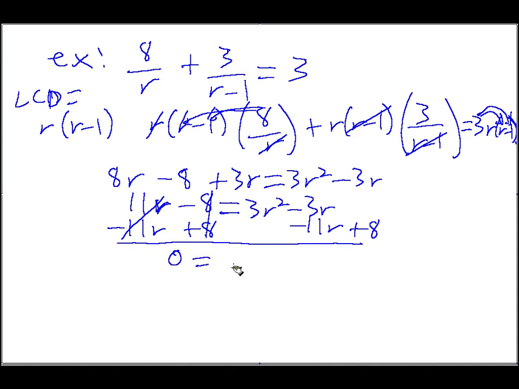So I have 0 equal to 3r squared minus 14r plus 8. Are you with me on that? All right? So let's solve by factoring, all right?